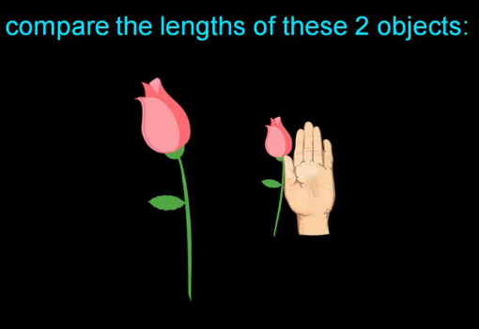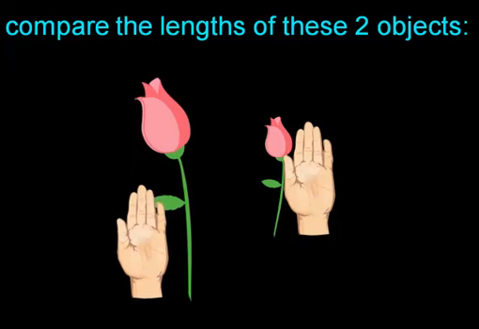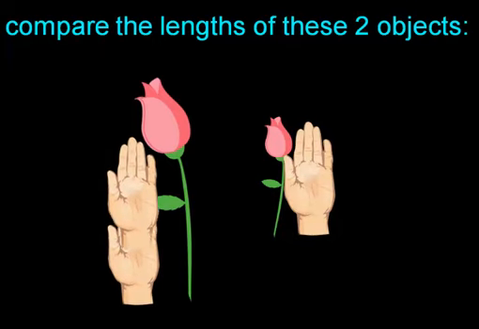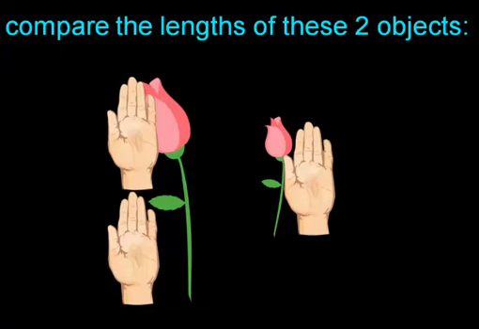the bigger flower is about 1 and a half hands put together. That tells us that the bigger flower is about the same length as two of the smaller flowers put together. In other words, we could say that the bigger flower is about twice as long as the smaller flower.